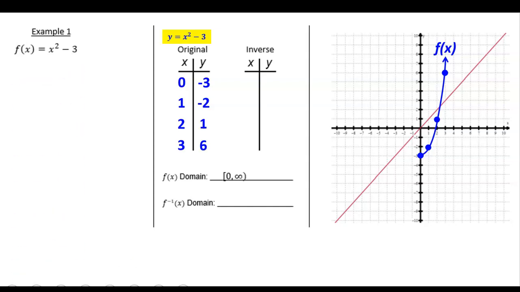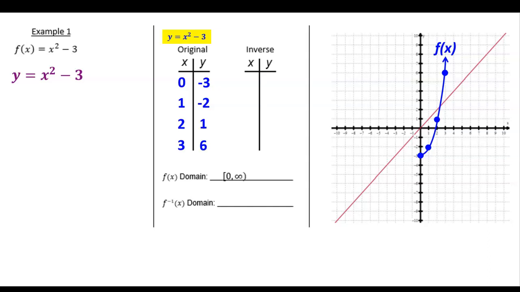First step, when you're trying to get an inverse function from an equation, this f of x needs to turn into what letter? A y. Everyone learn this right now. F of x turns into a y. Go ahead and write this down. So this is really y equals x squared minus 3. Step 1, turn it into a y.